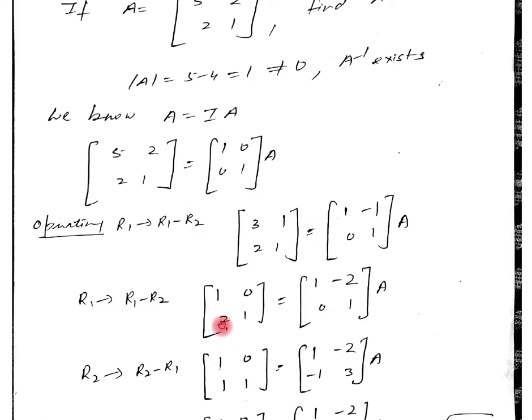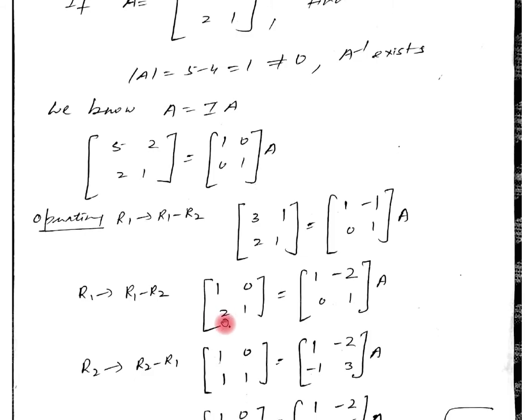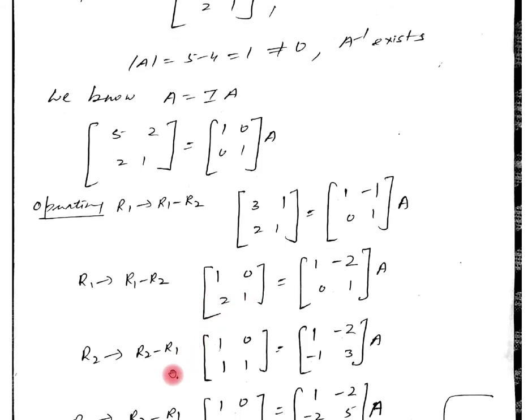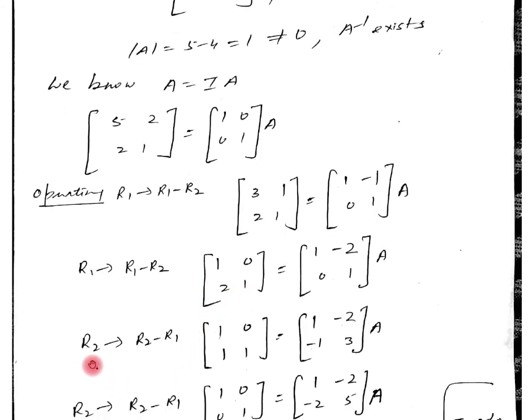Now come to the second element. I have to make it 0. Now what you have to do here? I want to make it 0. So first I am operating step by step. Operating R2 to R2 minus R1. So 2 minus 1, 1. 1 minus 0, 1. It becomes 1 1.